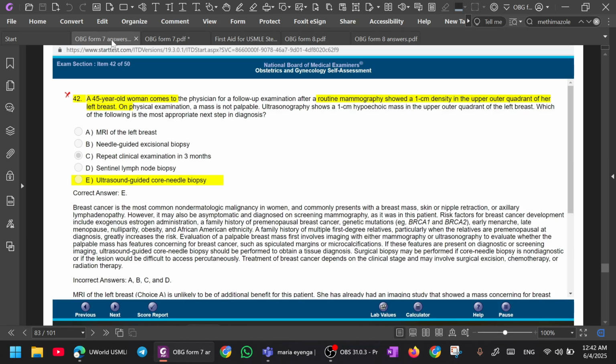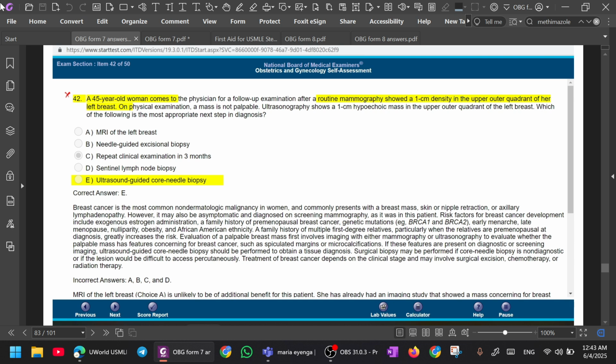Evaluation of a breast mass first involves imaging with either mammography or ultrasound to evaluate whether the mass has features concerning for breast cancer, such as microcalcification and spiculated margins. If these features are present on diagnostic or screening imaging, ultrasound-guided core needle biopsy should be performed to obtain a tissue diagnosis. Surgical biopsy may be performed if core needle biopsy is non-diagnostic or if the lesion will be difficult to assess percutaneously. Treatment of breast cancer depends on clinical stage and may involve surgical resection, chemo, or radiation.